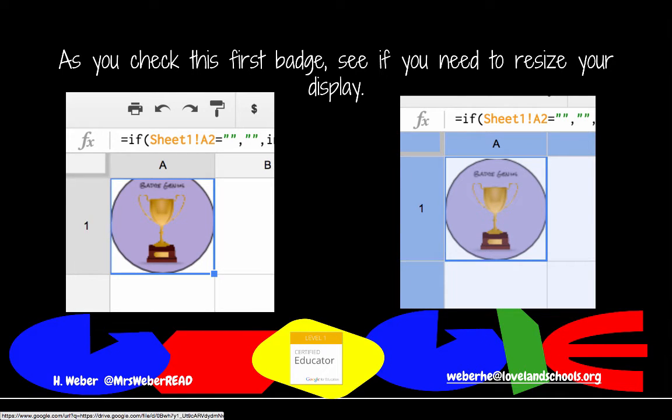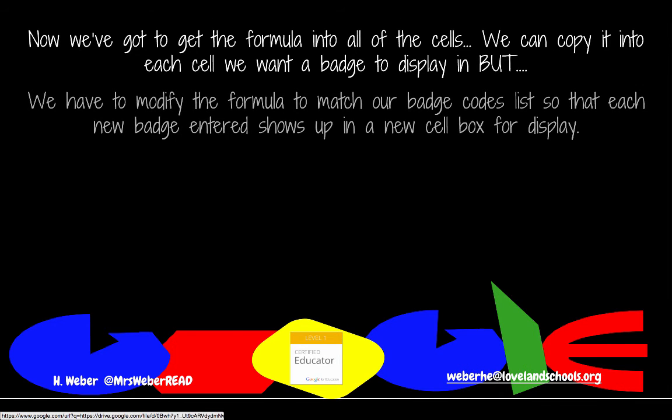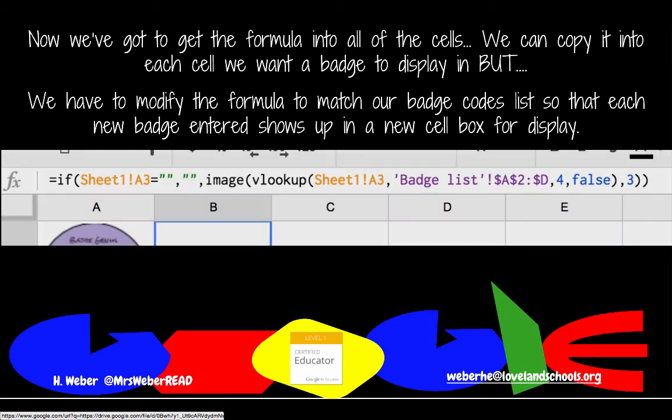As you check this first badge, you can see if you need to resize to make your cell a little bit larger in the display. So it's a good time to do that. Now that it works, we've got to get the formula into all the cells in the display. But we can copy it into each cell we want. But we have to modify the formula to match our badge codes list so that each new badge entered shows up in a new cell box for display.